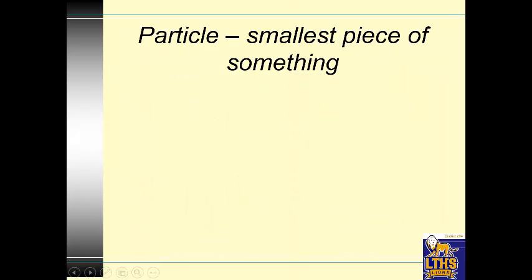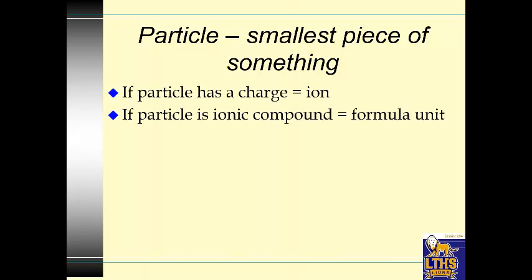Okay, so what are we doing this for? Dimensional analysis is going to help us solve problems with chemistry. Chemistry deals with small pieces of stuff. Those particles are called, if they have a charge, that small particle is called an ion. If it's an ionic compound, that small particle is called a formula unit. So the smallest piece of something is a representative particle. All right, write that down, representative particle.